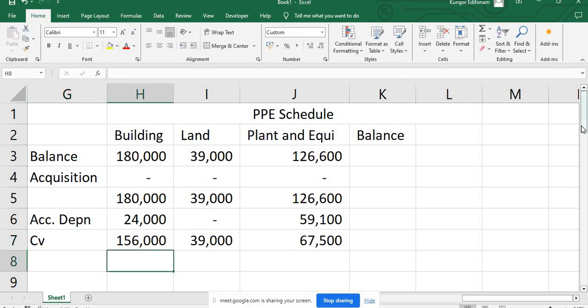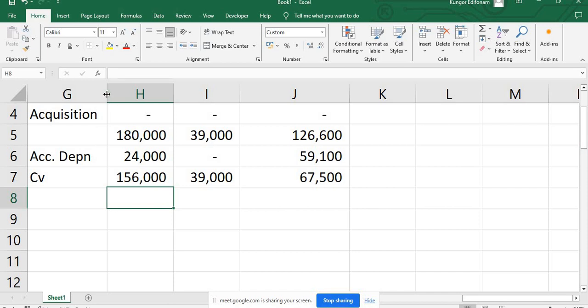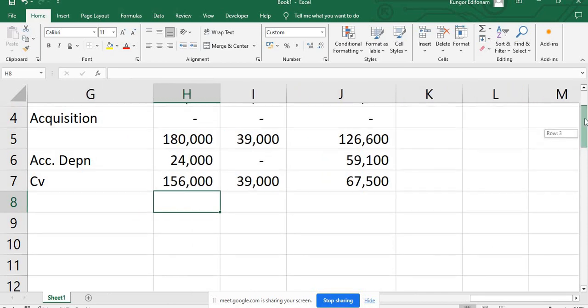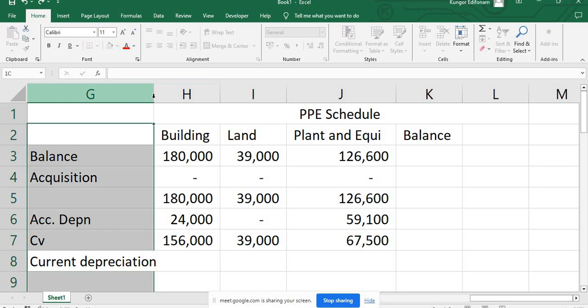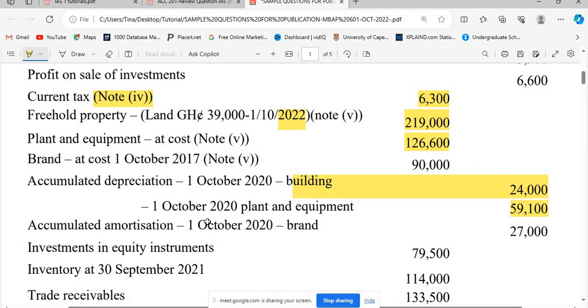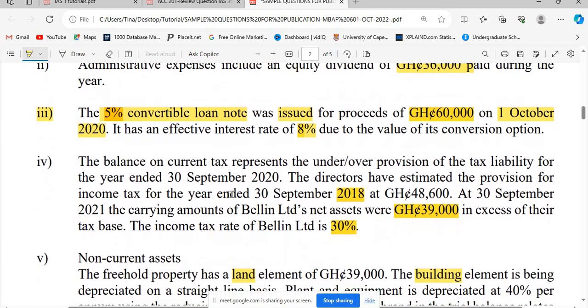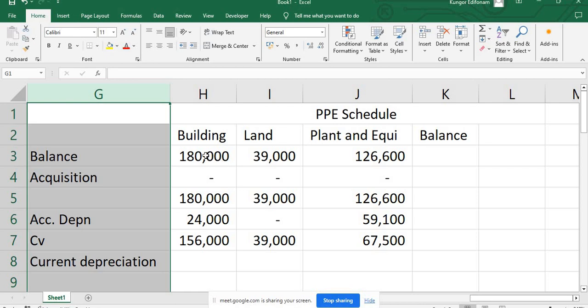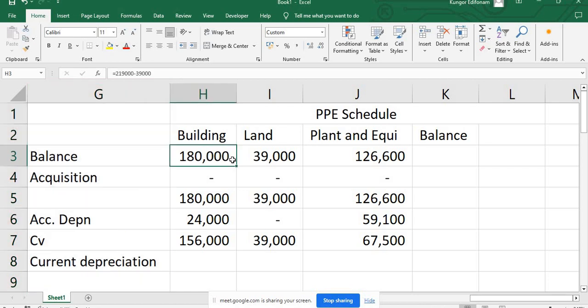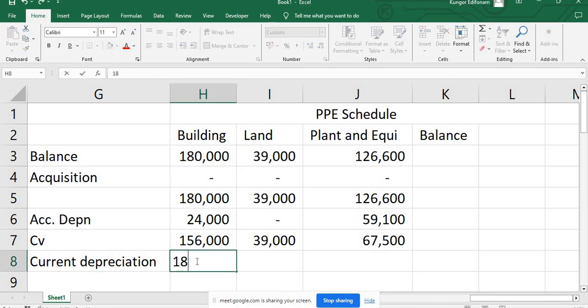Okay, so now we calculate the current year's depreciation. For the building, in our additional information, we weren't told the specific number of years, but normally for a building, the lifespan is 10 years. So assuming 10 years for the building, since it's on straight line method, 180,000 divided by 10 will be 18,000. So the depreciation will be 18,000. Land doesn't depreciate, so it's still 0.